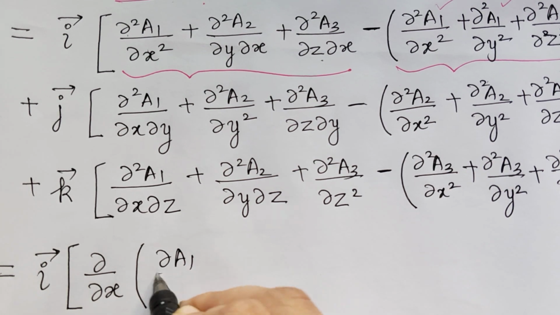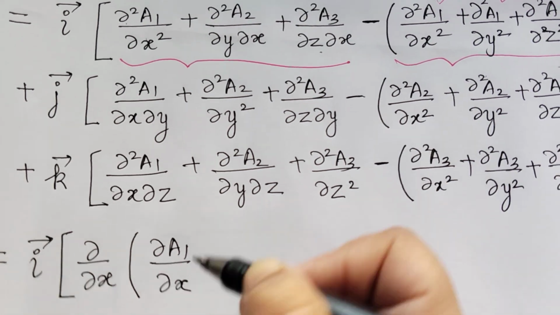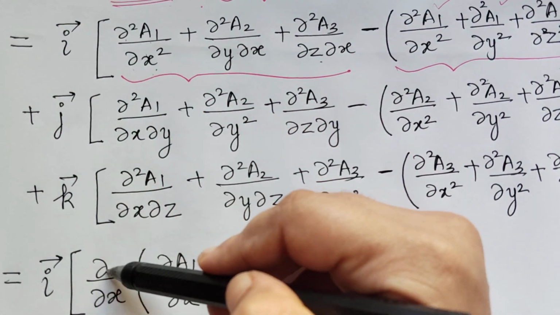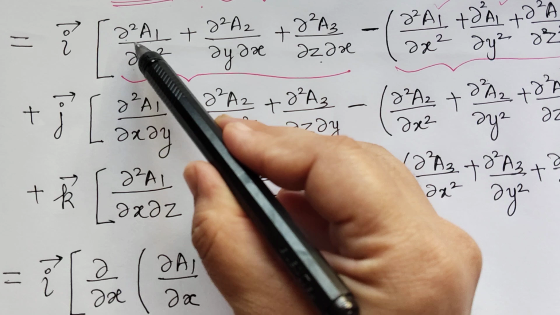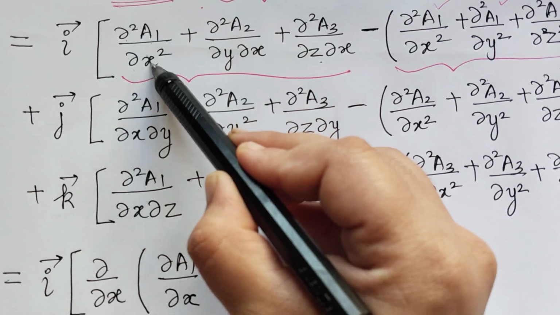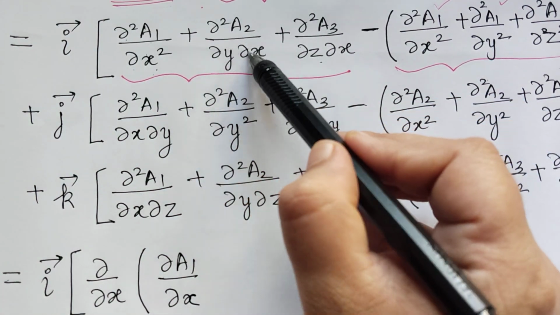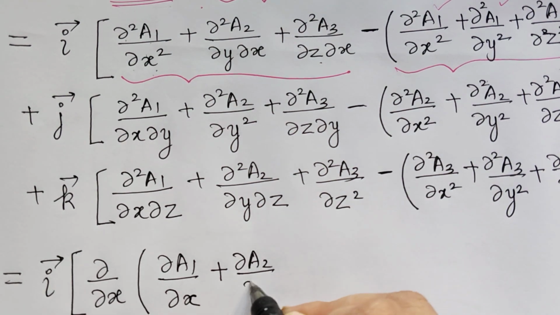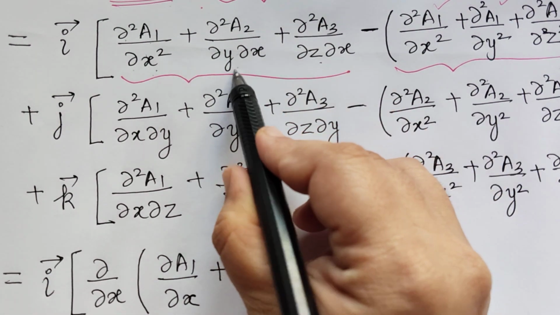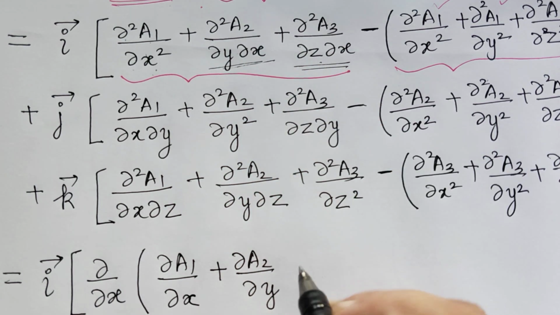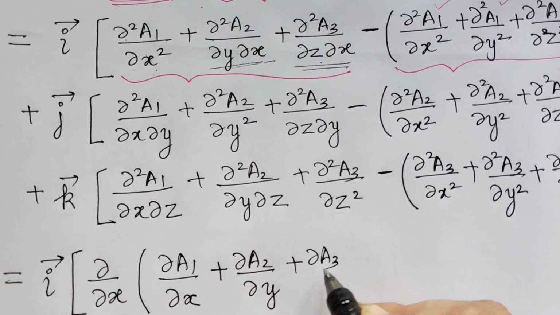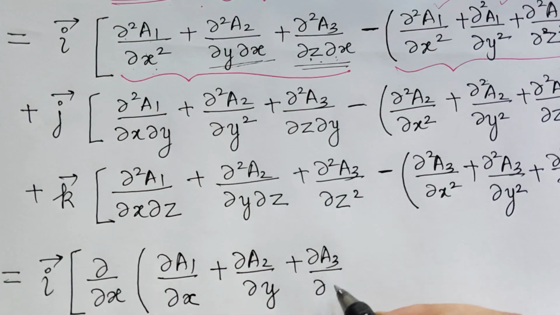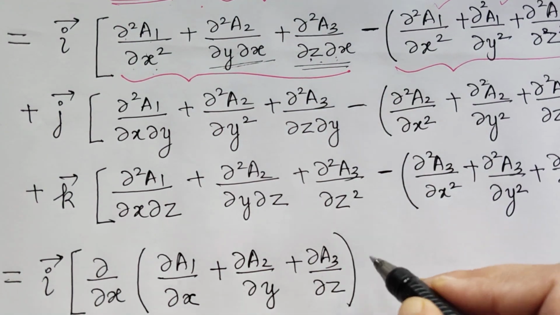dou a1 by dou x. Okay, because here it is dou square a1 by dou x square. Dou by dou x have been taken common. So we will be having dou a1 by dou x. And here also dou by dou x is taken common. And so we will have dou a2 by dou y in this term. And then in this term, dou a3 by dou z will be there, since dou by dou x have been taken in common. So this is over.